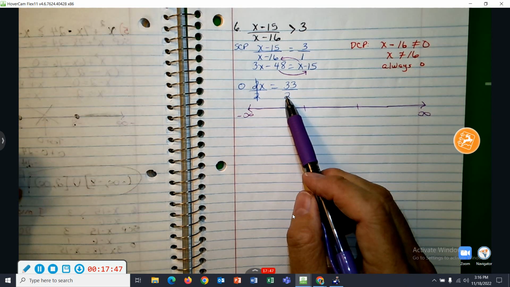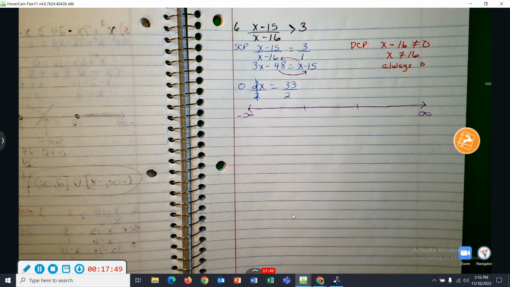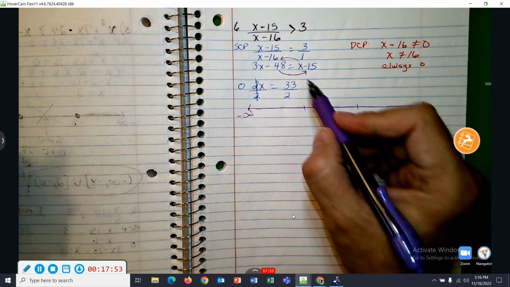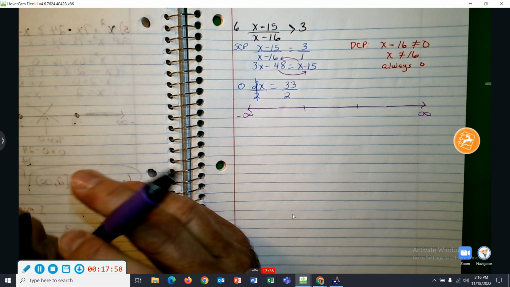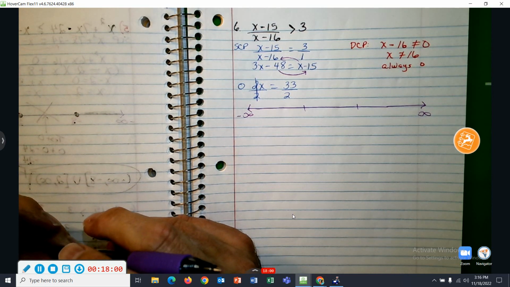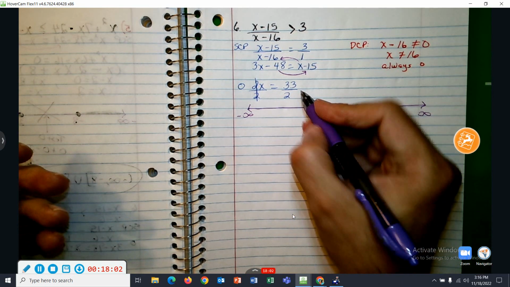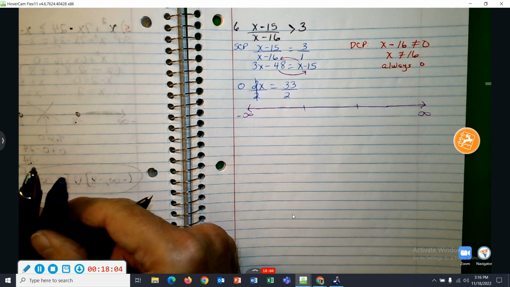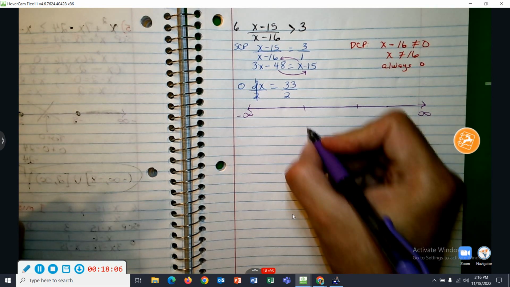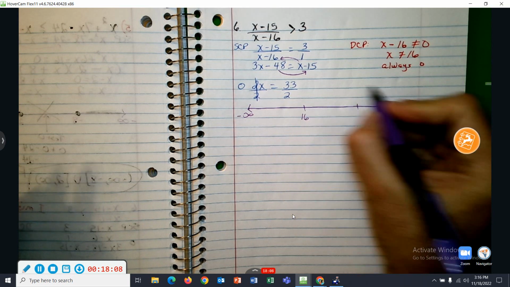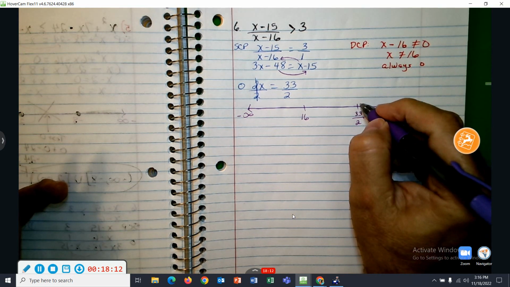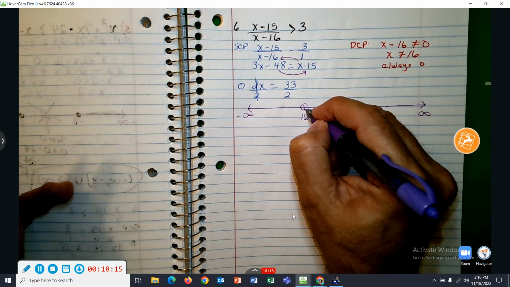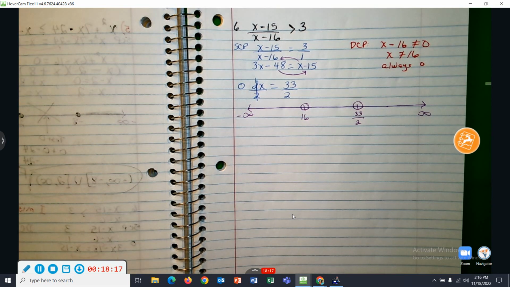Okay, 33 over 2. What would that be as a decimal value? Let's see, 33 over 2. Is that 16 and a half? Fetch that into your calculator if you doubt that it's 16 and a half. So we have 16 and 16 and a half. Both of those are our cut points with open circles.